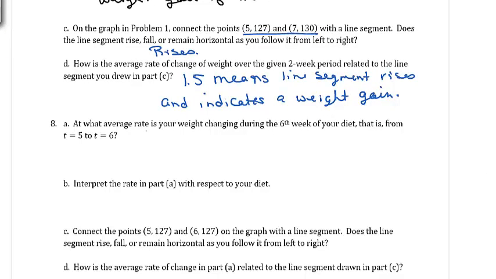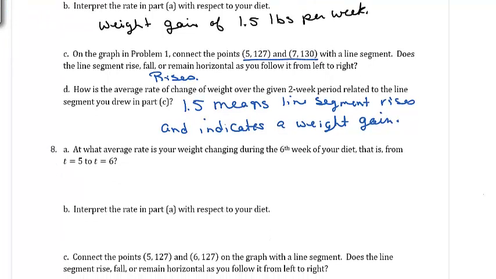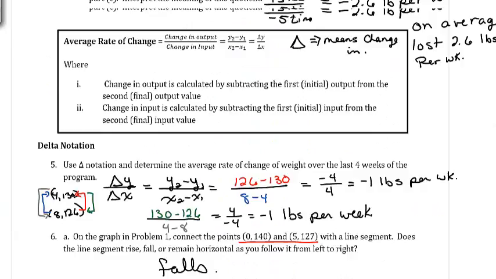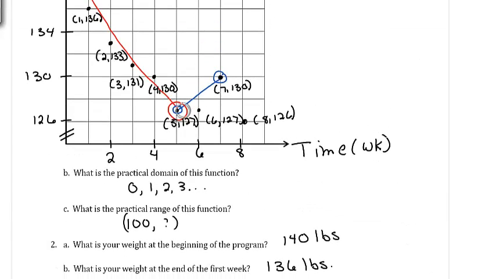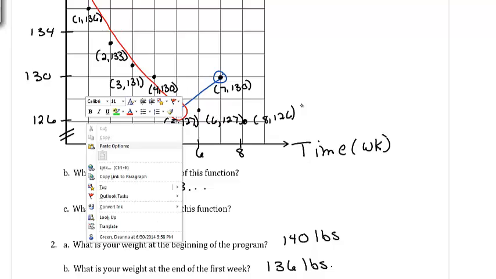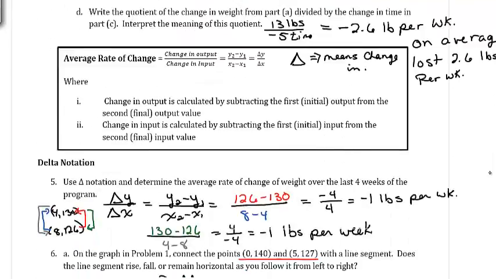At what average rate is your weight changing during the 6th week of your diet? That is from t equals 5 to t equals 6. I'm going to change that back to black, and go up and peek at my numbers again. Here's the data point for 5, and here's the data point for 6, and they're both 127.